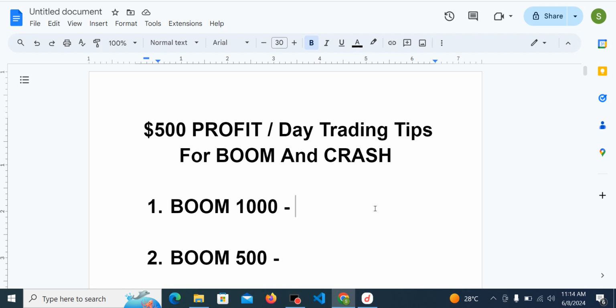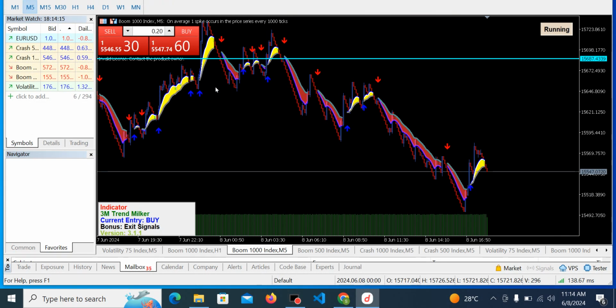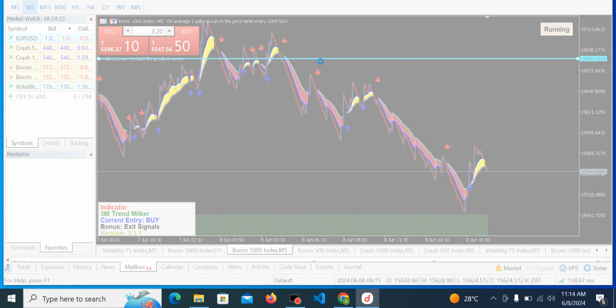As for the $500 profit per day, it all depends on your trading capital. The more your trading capital, the easier it is for you to achieve. So quickly let's go straight into what we have right here, starting with Boom 1000. Okay guys, this is Boom 1000. I'm on the 5-minute time frame using the 3M Trend Milka trading indicator, and with this indicator you will be able to analyze in a cool way. Now let's go straight into it right away.